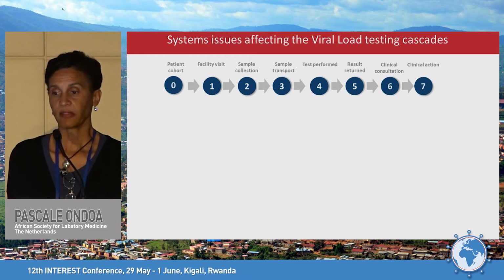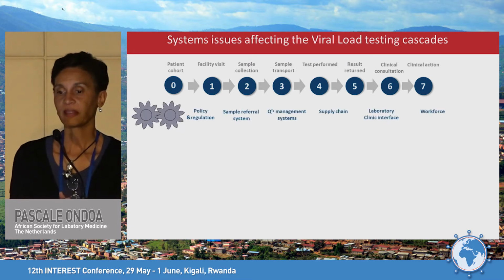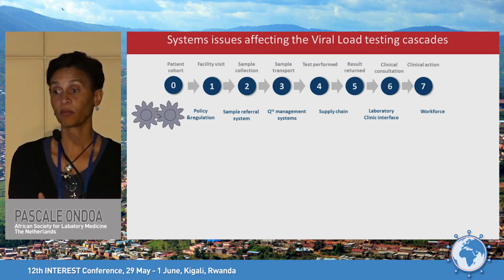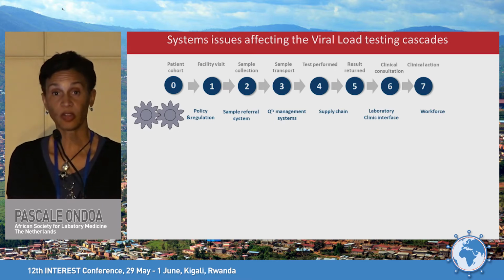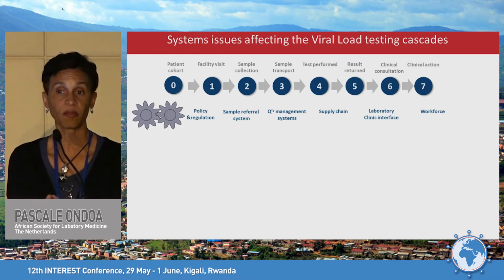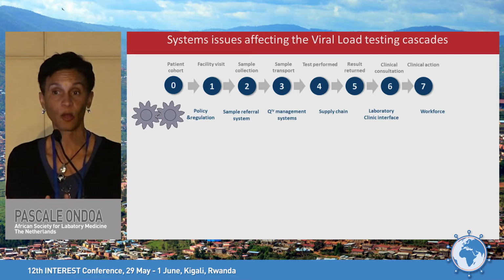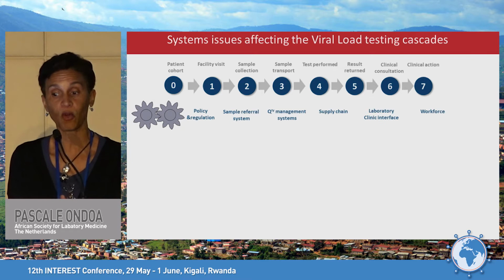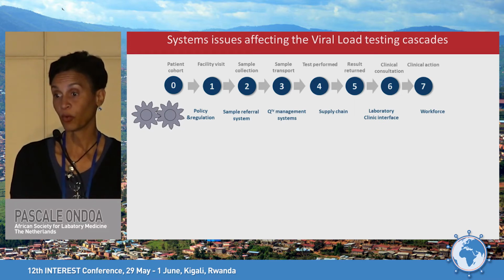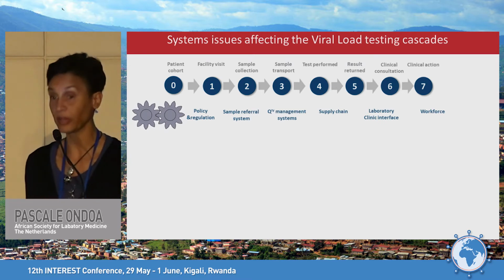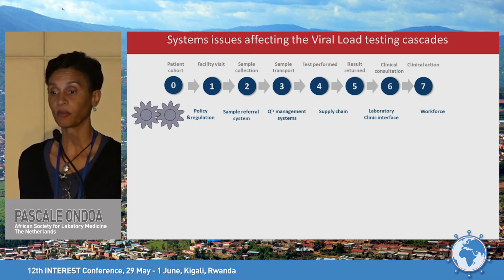So when we look at the cascade of care, we realize that there are a lot of system issues that affect the viral load results. And we need to take into consideration the policy and regulation. Do we have enabling policies? Do we have SOP, proper guidance? Are they disseminated? Is there a sample referral system that has enough coverage? What about the quality management system? Are the results reliable? The supply chain, do we have reagent? What happens at the clinic laboratory interface? Are the results coming back on time? And finally, what happens with the workforce that have to take clinical action and also deliver reliable laboratory services?